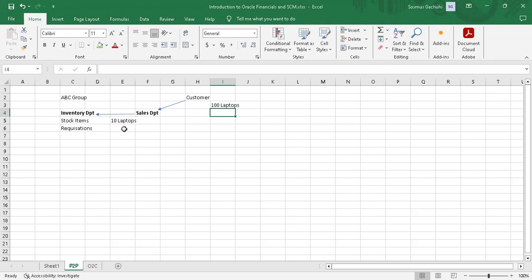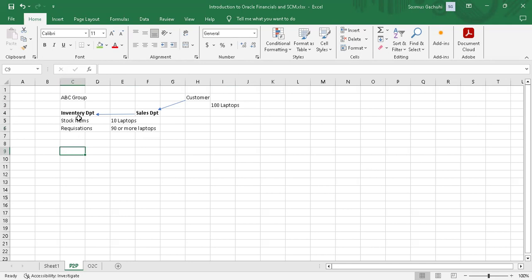What happens is that the inventory department will do a requisition of 90 or even more laptops so that they can be able to sell these 100 demand. The 100 demand that is there for the already ordered that is coming from this customer. So the moment this happens, there is now the process of procuring which will be triggered.